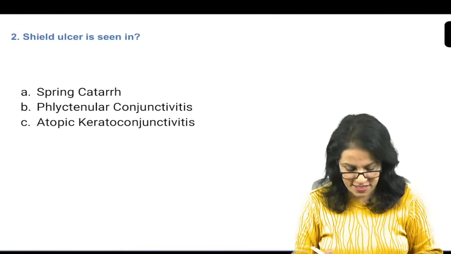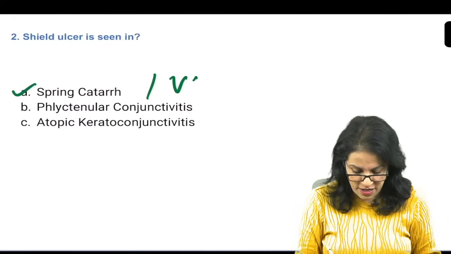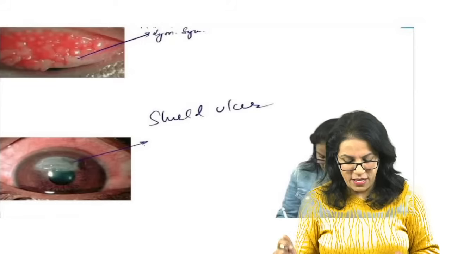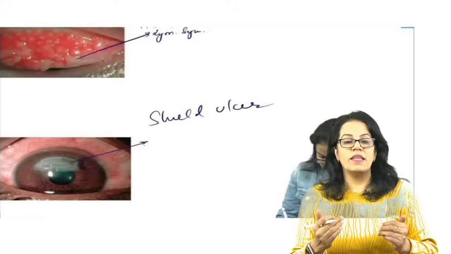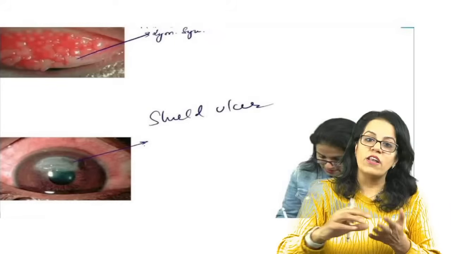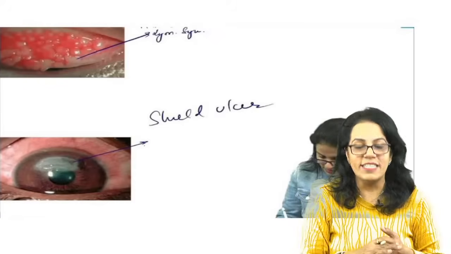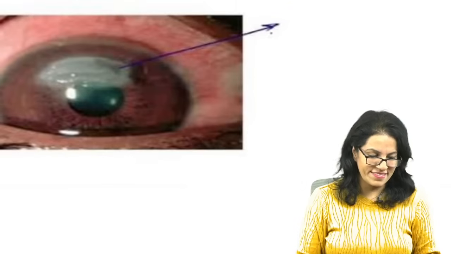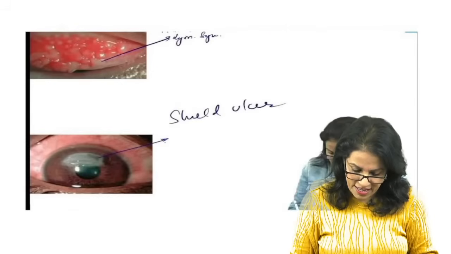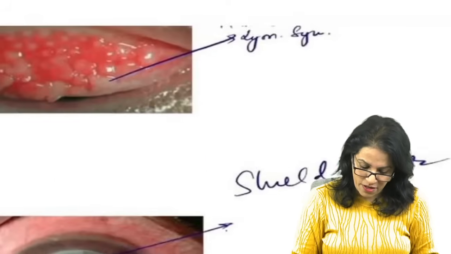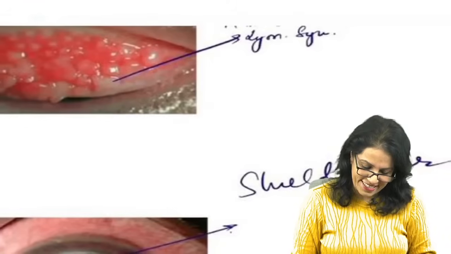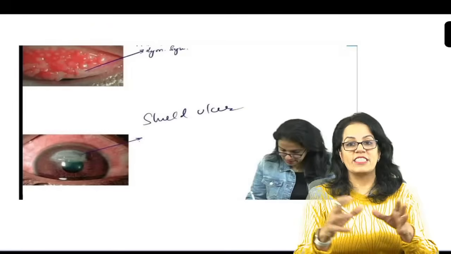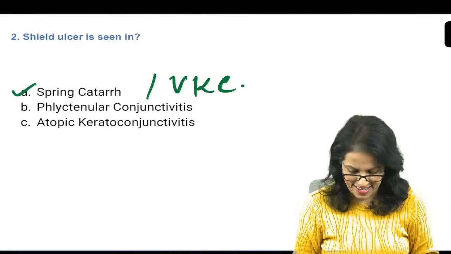What is shield ulcer? It is seen in spring catarrh, that is your vernal keratoconjunctivitis. See, it has all been dealt with. So shield ulcer happens because of some micro erosions on the cornea and deposition of mucus on it. This is what is called shield ulcer. And this is what you're looking at here, the quick revision. So this was your pseudomembrane on the cobblestones, which is called Maxwell-Lyons sign.